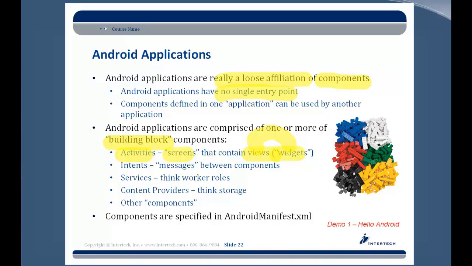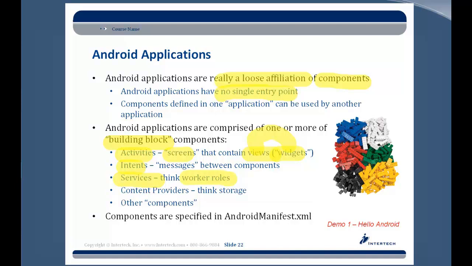We have things that are called intents. This is essentially our mechanism for communicating between components in our Android world. Activity to activity or activity to background service. You use an intent to communicate amongst the various loosely affiliated components in Android. Services are background services. For those who know Azure, think of these as kind of the worker role components inside of Android. Then we have all sorts of other components, things like content providers.